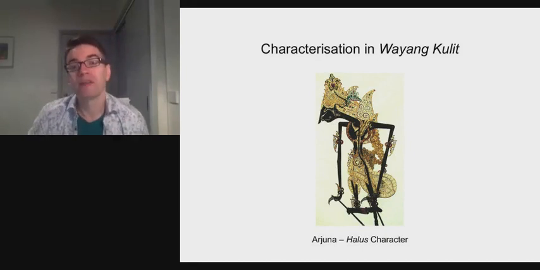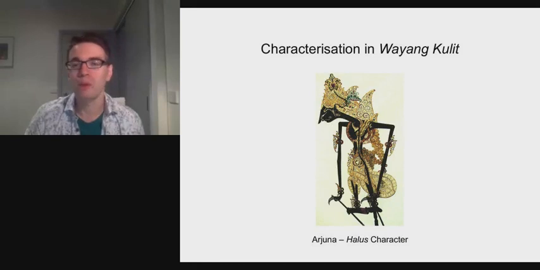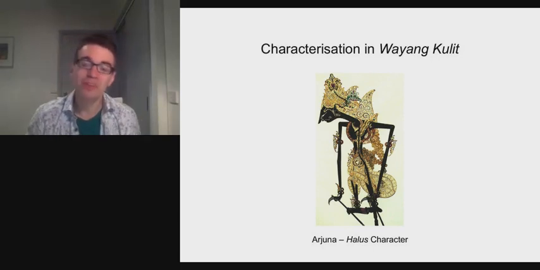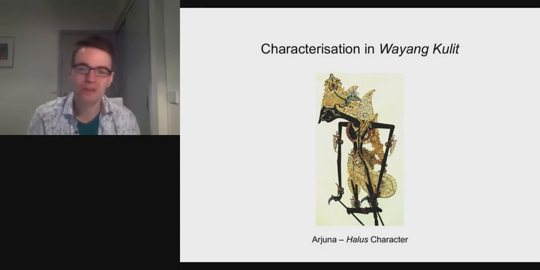So let's take a look at some of these characters or these character types and see how we can differentiate them just by looking at the puppets. So this is a very famous character called Arjuna, who comes from the Mahabharata, one of the Indian epics. And Arjuna is a prince-like figure. He speaks in high Javanese and he moves with very precise, slow movements.